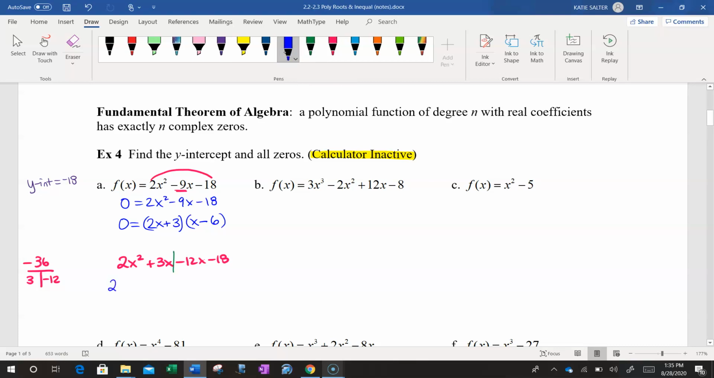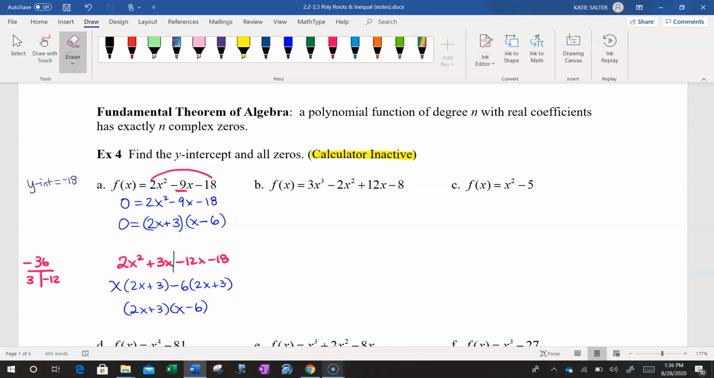They have x, and then we'd be left with 2x plus 3. What do the next terms have in common? They have negative 6, and we're left with 2x plus 3. So what's the common group? 2x plus 3. We factor that out, and then we're left with our 2 GCFs, x minus 6. And remember, the order we write those factors in does not matter.